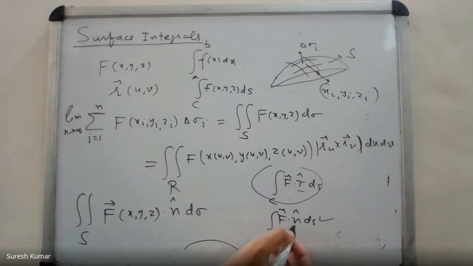And also, which side should we consider for the direction of n cap? Conventionally, it is opposite to the concave side of the surface.